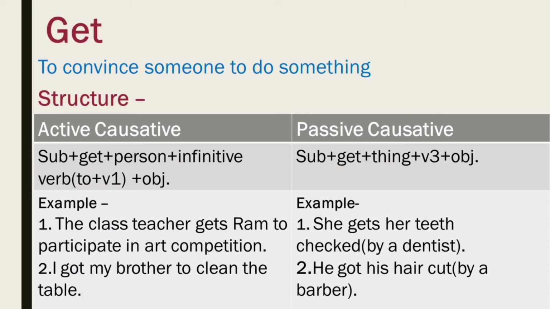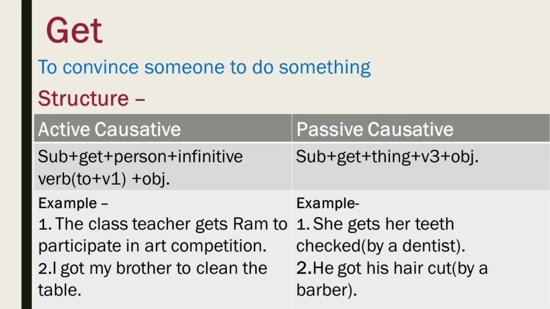We'll see one more example. I got my brother to clean the table. मैंने अपने भाई से टेबल साफ करवाई. Okay, so what I did, I persuaded him. I persuaded him to clean the table. Okay, so now we'll see the passive structure of get. Subject, then get, then a thing, past participle form of the verb, and then if you want to mention who did this for you, you can add after it. Let's see an example to understand.